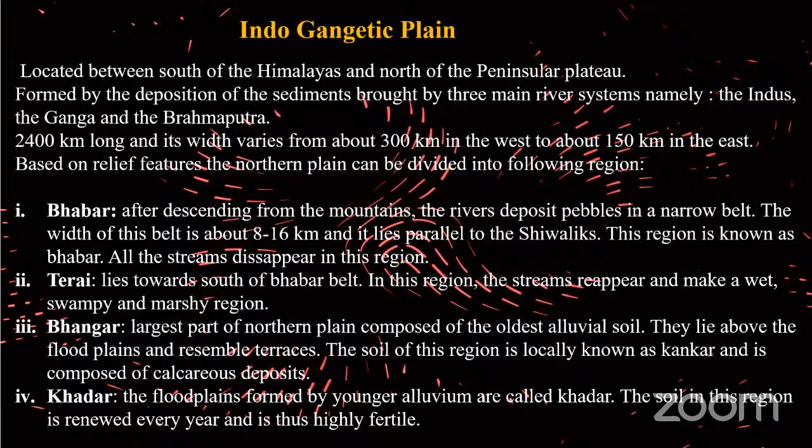Bhangar is the largest part of the northern plain, composed of the oldest alluvial soil. It lies above the floodplains and resembles terraces. The soil of this region is locally known as Kankar and is composed of calcareous deposits. And lastly, the fourth one, Khadar. The floodplain formed by the younger alluvium is called Khadar. The soil in this region is renewed every year and is highly fertile, so it is highly suitable for agricultural purposes.